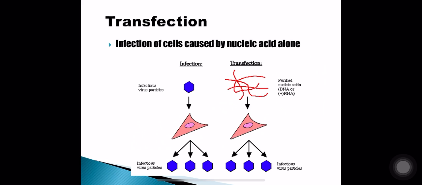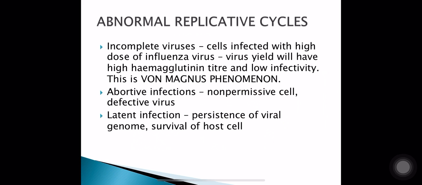Now what is transfection? Generally an infectious virus particle infects the host cell. But sometimes if only the DNA or only the nucleic acid of the virus infects the host cell, it can also give rise to infectious virus progeny. This kind of infection, in which not the entire virus but only its genetic material infects the host cell, is known as transfection.